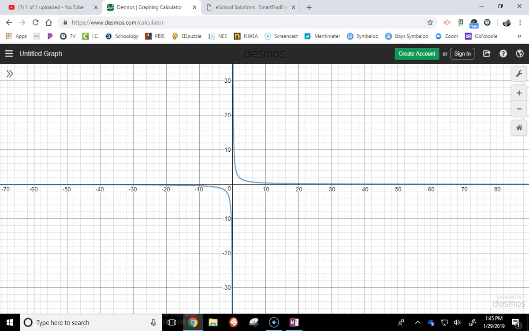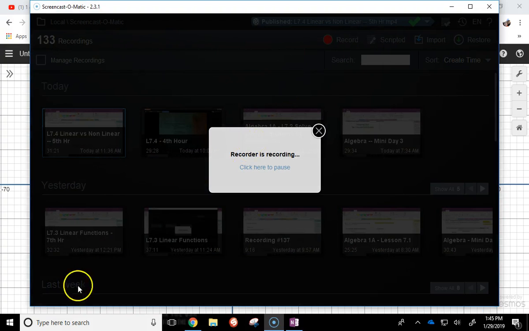So, once again, your homework, 7.4: linear, nonlinear for the two tables, linear, nonlinear for the three equations, and the two graphs. You just have to glue them in.